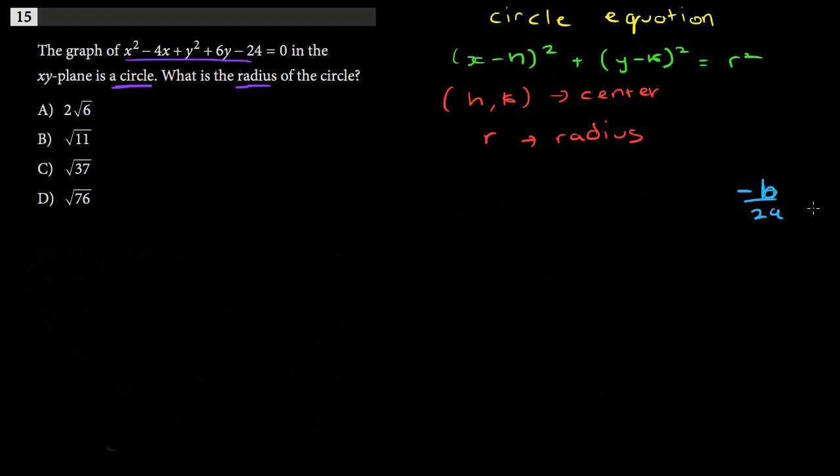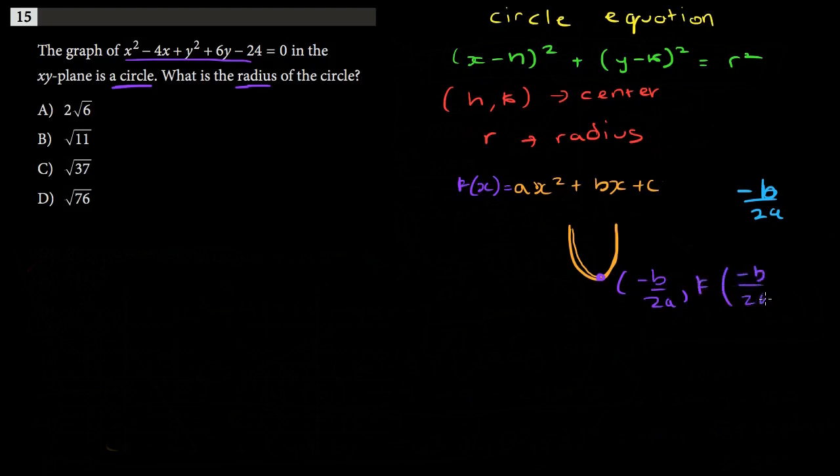If this rings a bell, you should understand that if I have a quadratic ax squared plus bx plus c, and I plot it and it looks something like this, then minus b over 2a is the x coordinate of the vertex. And let's say this is f of x. The y coordinate of the vertex is going to be f of minus b over 2a, right?